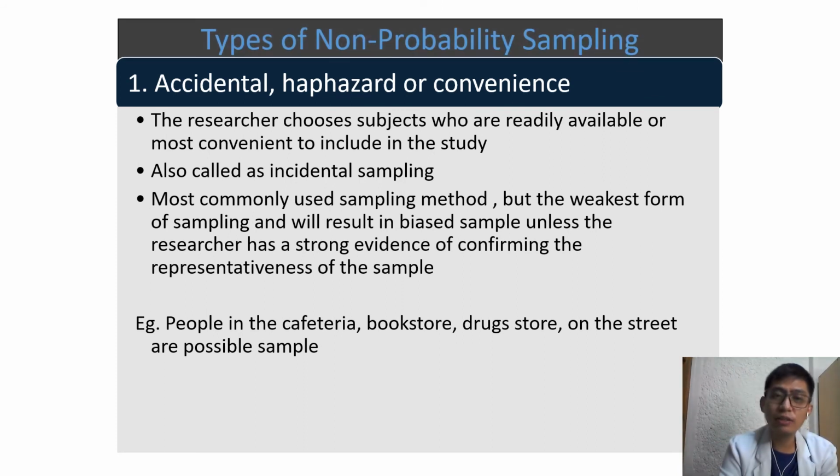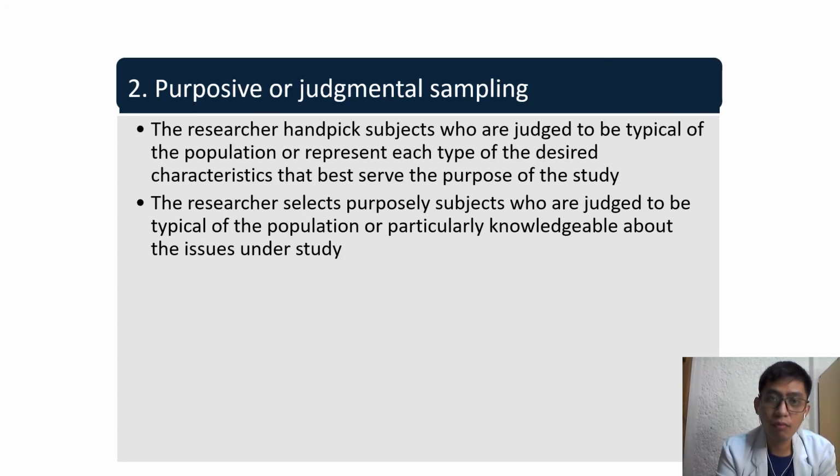So we have types of non-probability sampling. We have the accidental or haphazard or convenient sampling. The researcher chooses subjects who are readily available, most convenient. It's an incidental sampling, the most commonly used sampling method, but the weakest form. Purposive or judgmental sampling is if the researcher has their own criteria and handpicks subjects because of the specific characteristics stipulated in the research design or the research study.